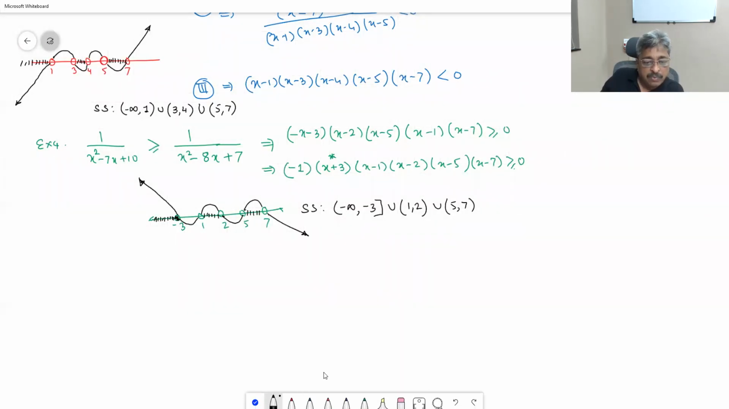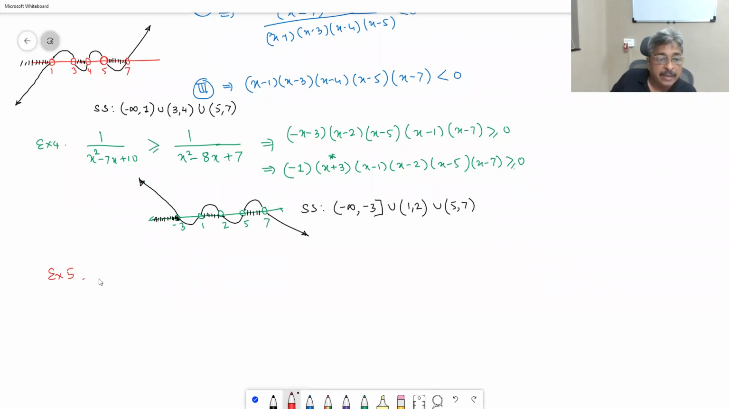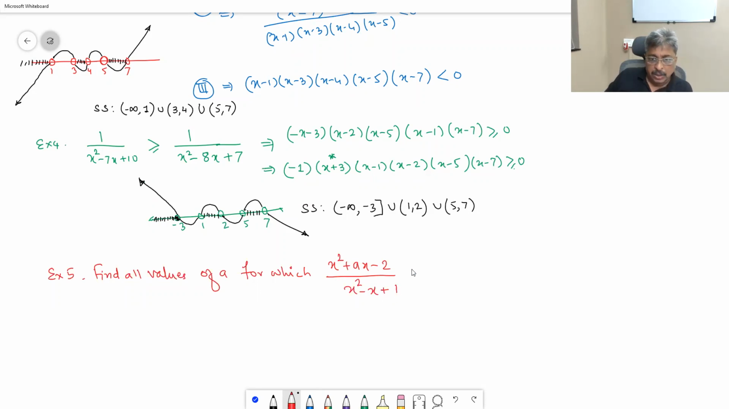Example 5 is: find all values of a for which x square plus ax minus 2 upon x square minus x plus 1 is less than 2.